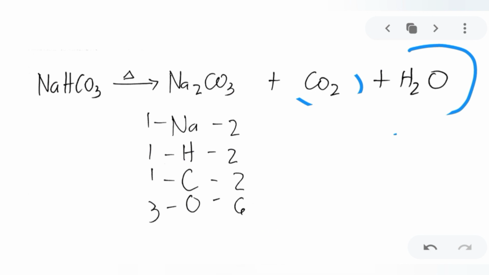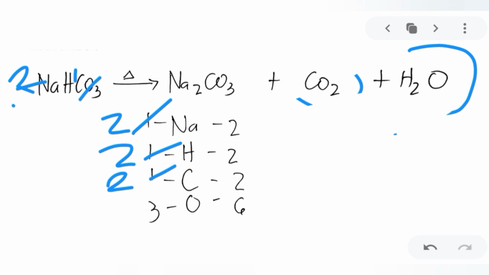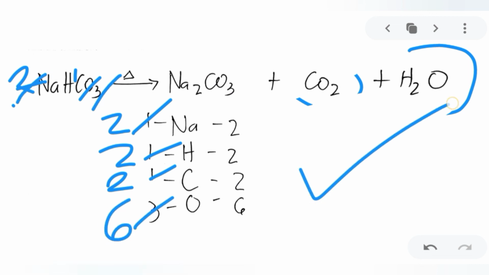Now, this is not a balanced equation, so we have to balance that. To balance that, we need to add 2 here, I guess. So let us check. How many sodium? We have 2. How many hydrogen? We have 2 times 1, that is 2. And then how many carbon? We have 2 pieces of carbon already, 2 times 1 here, that is 2. And then how many oxygen? That is 2 times 3, that is 6. So therefore, this is now a balanced equation.